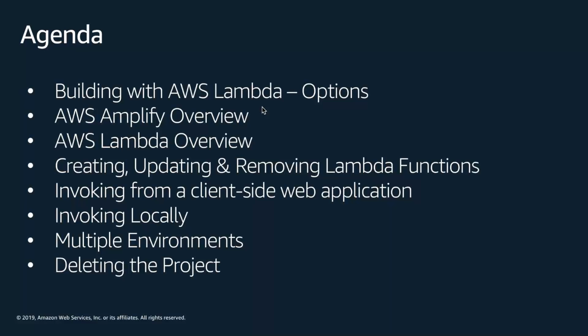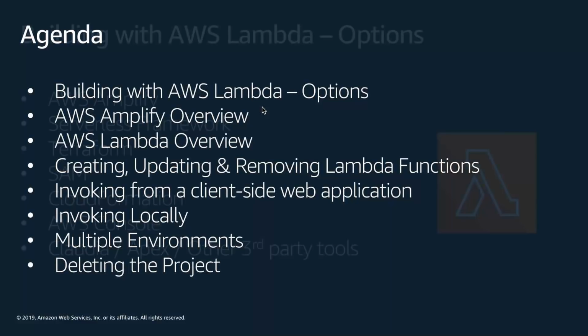We're going to create, update, and show how to remove and delete Lambda functions from the Amplify CLI. We're going to look at how to invoke the Lambda functions from a web application through API Gateway. And then we're also going to look at how to invoke these functions locally from your command line so you can test these out without even having to hit the API. We're also going to look at how to work with multiple environments. And then we're going to look at how to delete the entire project when we're done. So all the infrastructure that we create, we're going to look at how to delete that using the Amplify CLI.